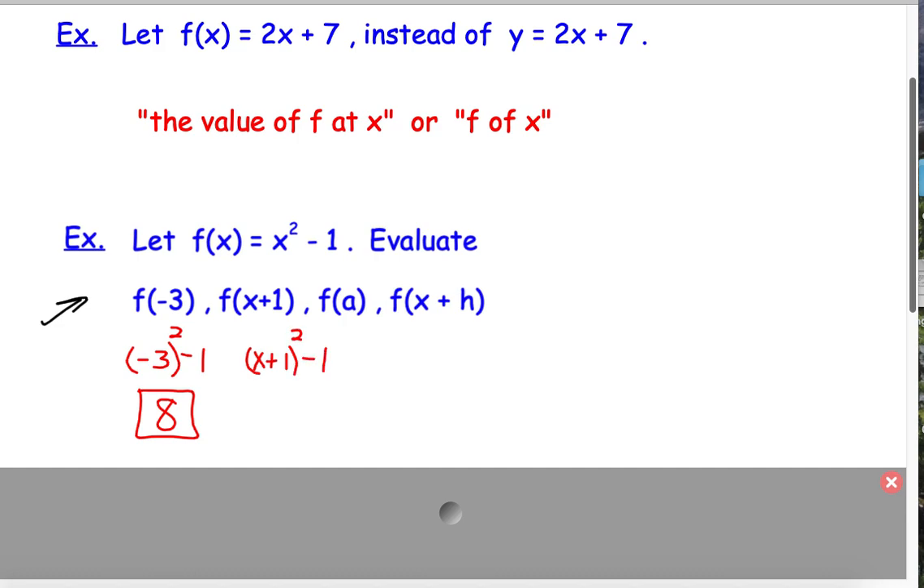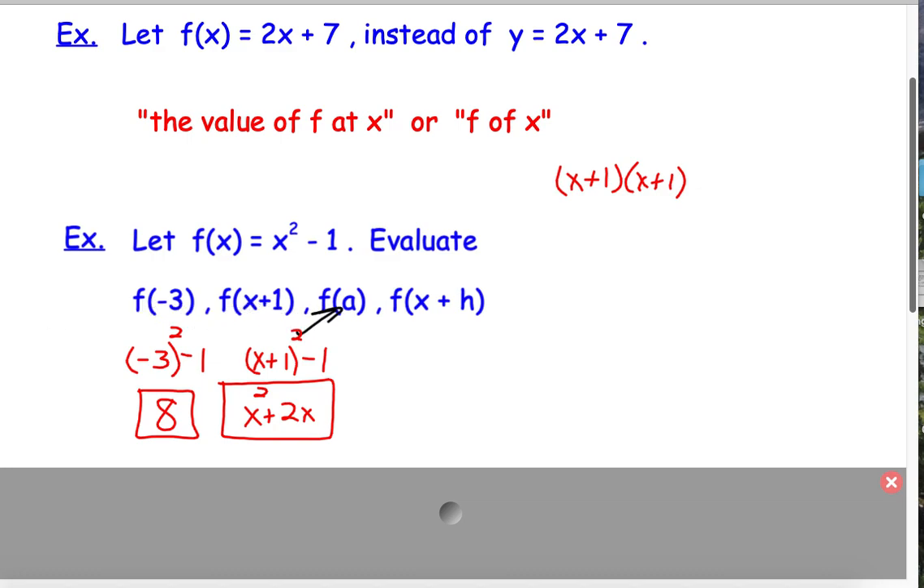Now what's x plus 1 squared? Remember, that means x plus 1 times itself. So you have to distribute there, and you're going to get x squared plus 2x plus 1, but then we're subtracting 1, so the 1's are going to cancel, and you'll be left with x squared plus 2x. Some people might want to factor out an x, not really necessary, unless you have specific directions for that.